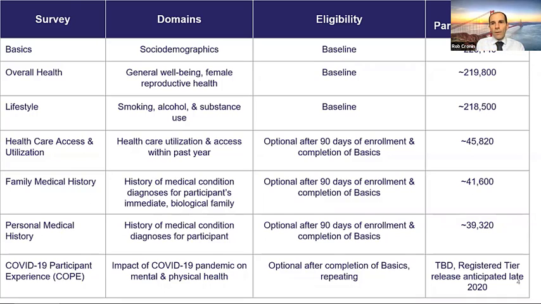Right now, there's nobody in the registered tier with it because it's a new survey. But it will be released in late 2020. I will say the numbers are not going to be 220,000, but probably somewhere on the order of what we're seeing of the more recent modules, of the 30 to 40,000. Let's go to the next slide.